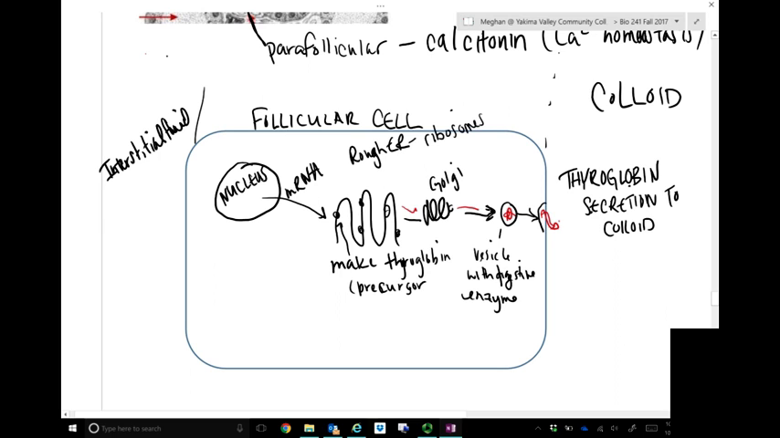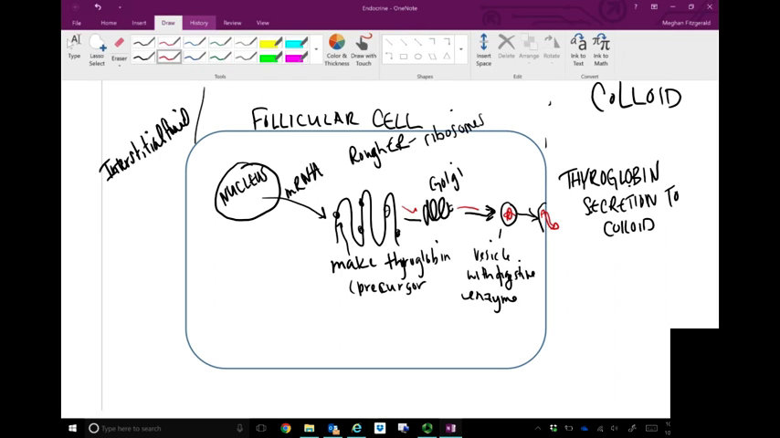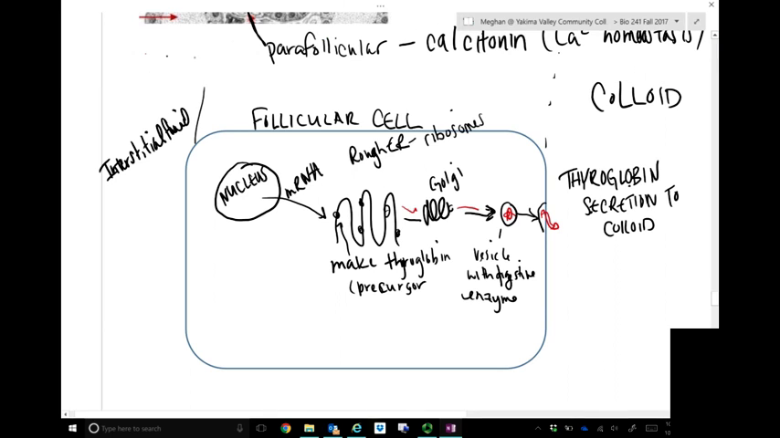All right. At the same time as all of that is happening, we need another additional element that we're going to add to that, and that is iodine. So iodine is just going to diffuse straight through that follicular cell into the colloid.